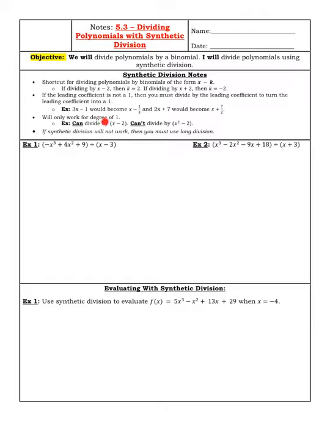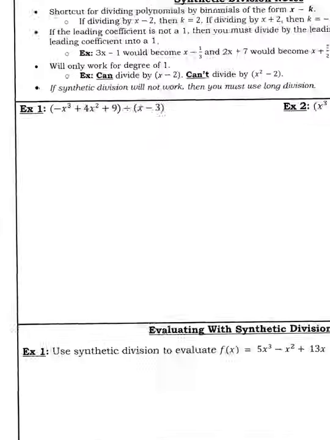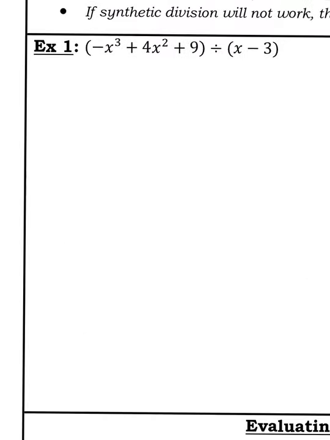And then it says it will only work for a degree of 1, meaning you can divide by something like x minus 2. But if I said divide by x squared minus 2, you'd have to do long division. So if synthetic division is not going to work, you have to do long division. That would be the only other way to do it. That being said, let's just get started with example 1.